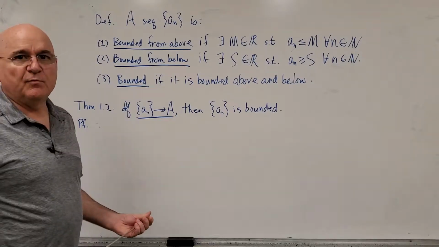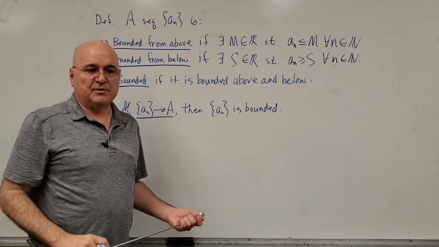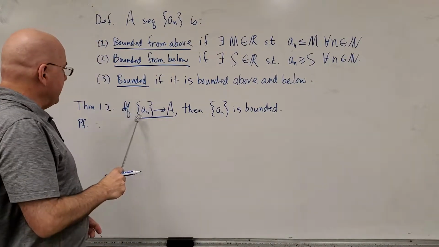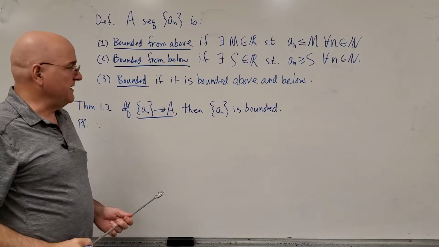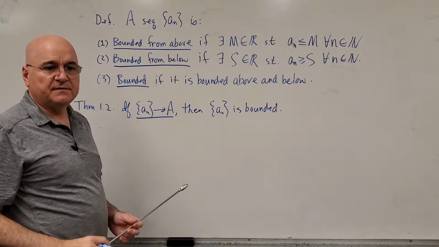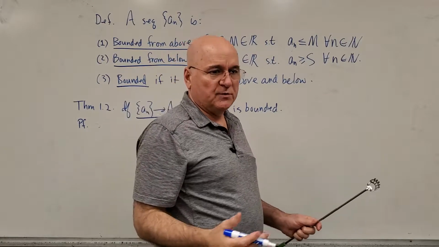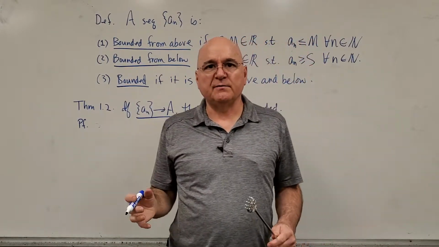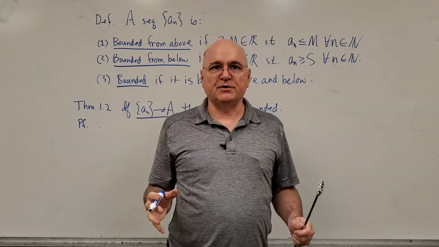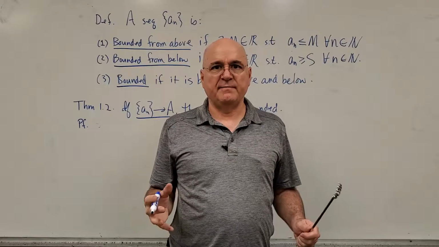We'll take a look at Theorem 1.2, what it says about convergent sequences. If a_n converges to the real number A, then a_n is bounded. Another way of saying that, in a more general way, would be: all convergent sequences are bounded.